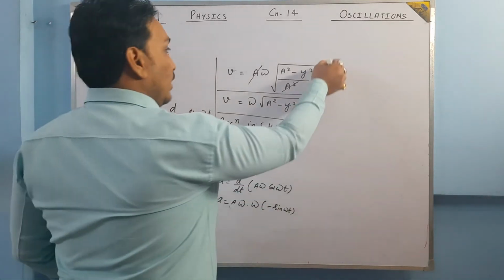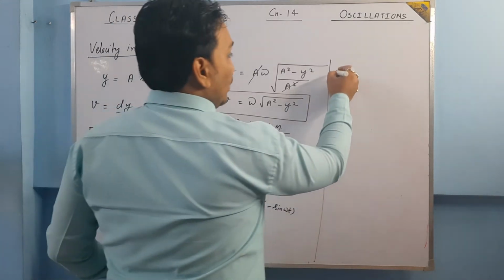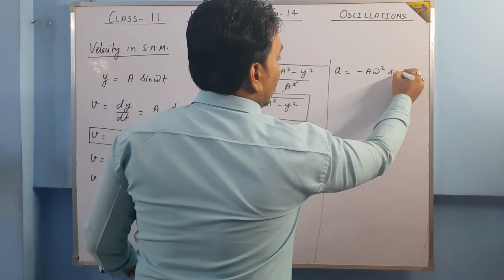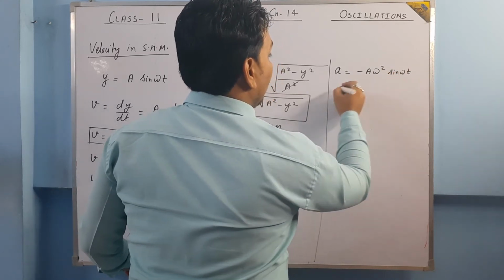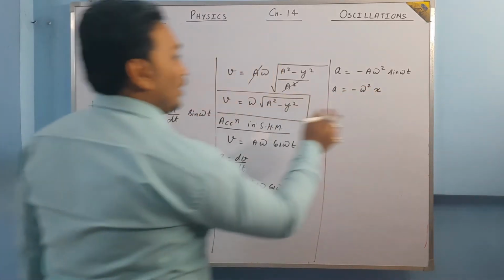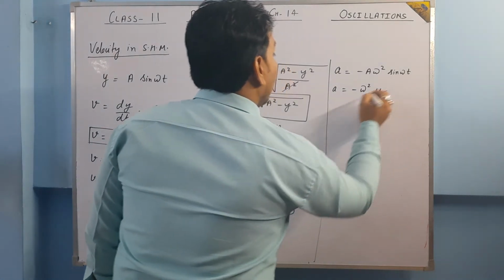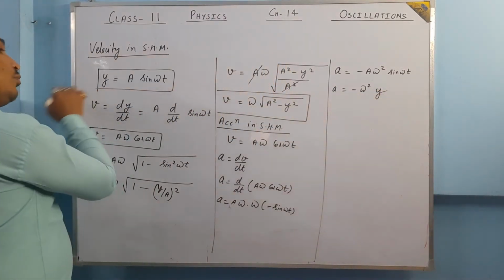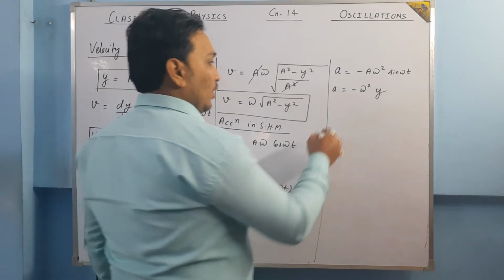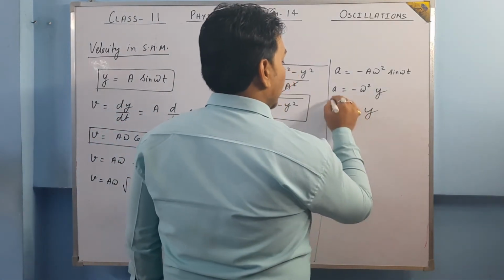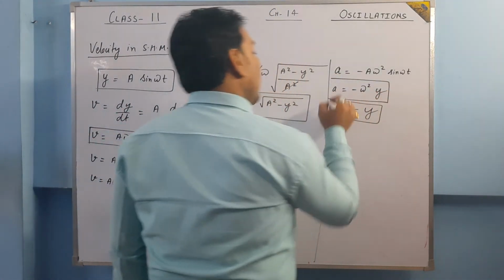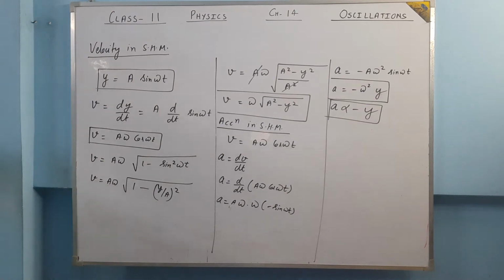Now from here what do we get? We get a is equal to minus a omega square sin omega t. In place of a sin omega t, what can we write? We can write omega square into y. Sorry, I took y in the beginning. So y is equal to a sin omega t. In place of a sin omega t, I can write y. So a is proportional to what? Minus y. We have done that earlier also. So the value of acceleration is minus omega square into y.